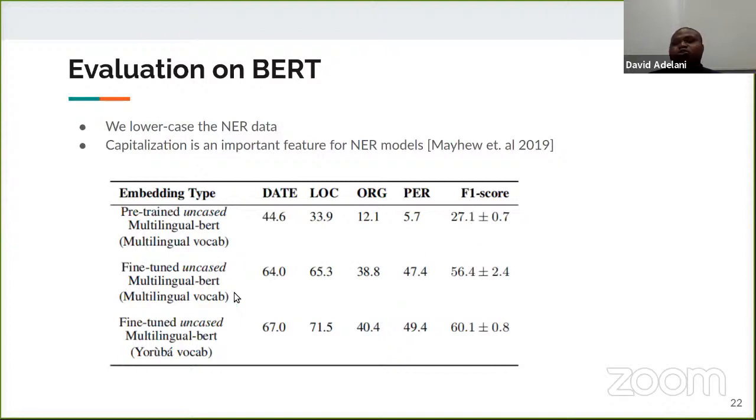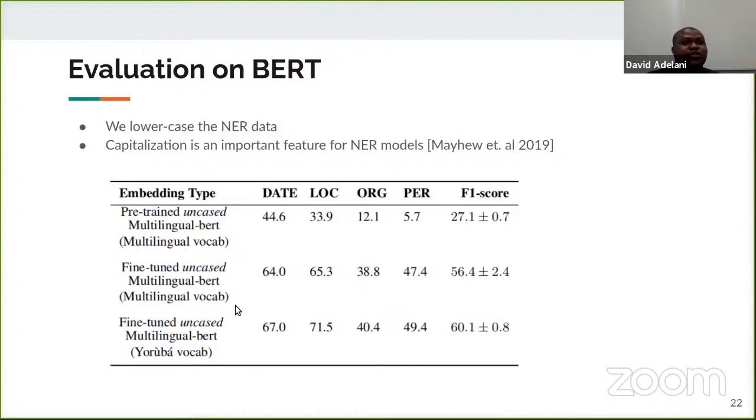And if we fine-tune, because we could not train BERT from scratch for two reasons. Number one, we don't have enough data. Number two, probably we don't have the resources. And you can see that by just fine-tuning multilingual BERT on Yoruba text, and now fine-tuning it on an NER task, we can double the performance.